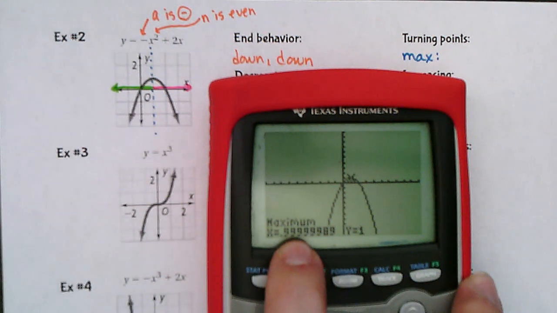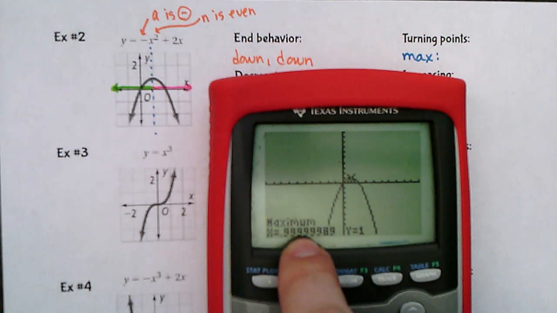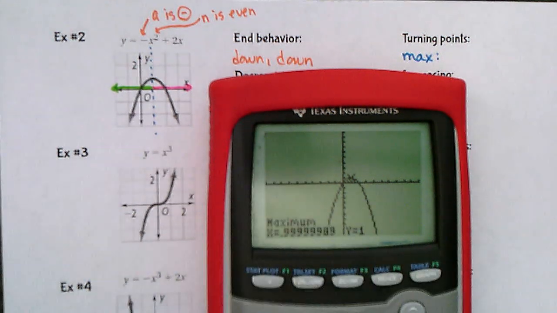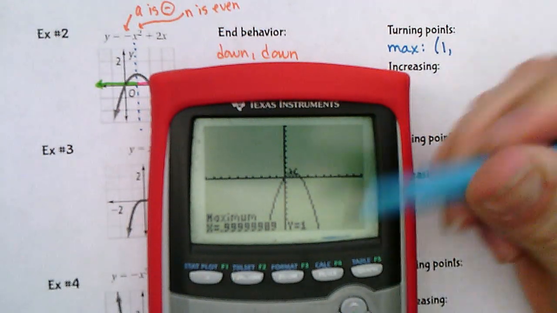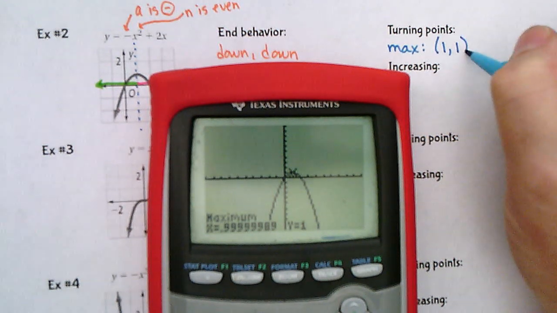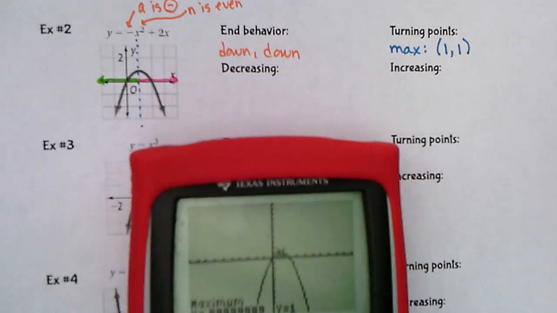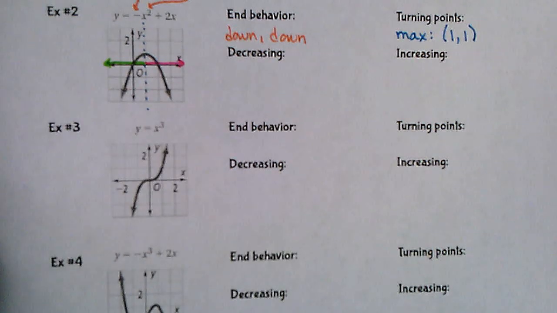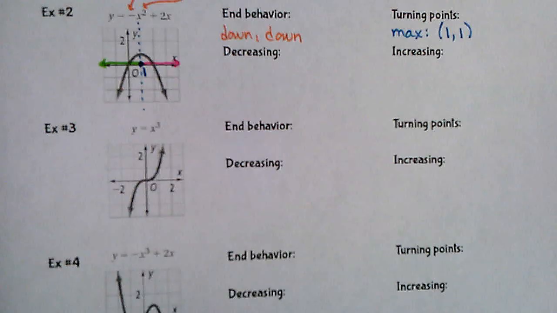Now, if we're rounding to the nearest hundredth, then I would look to the right, and that is a 9, so I would bump it up. So that maximum is actually going to round out to be an x value of 1, and the y value already says 1. So 1, 1 would be our maximum. Calculators sometimes don't do a super great job of rounding. So here's my x value of 1.